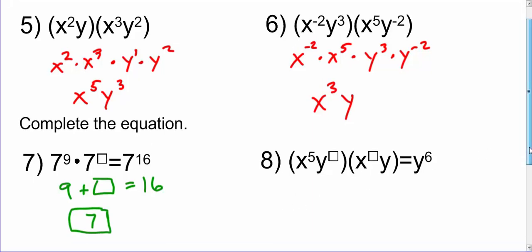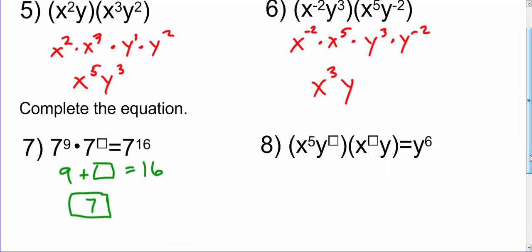Okay, it's the same idea on number 8, the only difference being that we have two variables. We run into something interesting though. Notice on the right side of the equation there is no x value. Now how is that possible? Okay, so here we go. X to the 5th times x to the something has to equal, well, why wouldn't it be there? Because it's a 0 there, x to the 0. So that box right there has to be a -5.